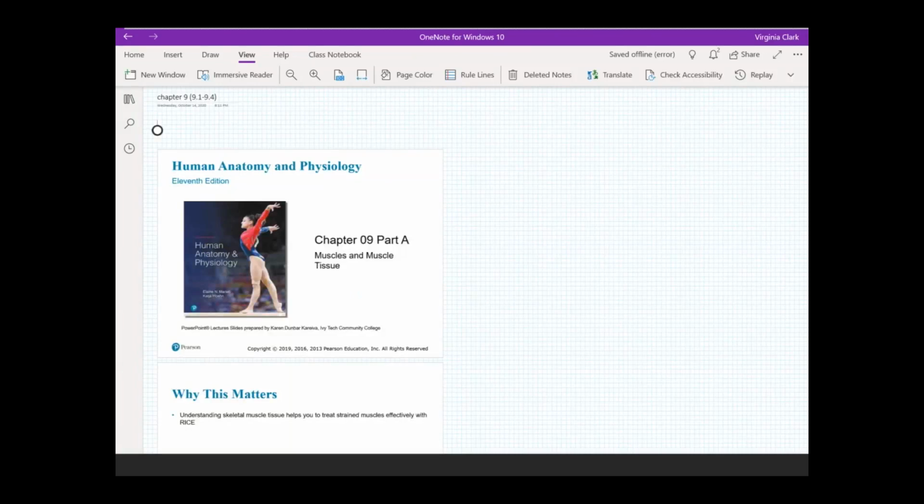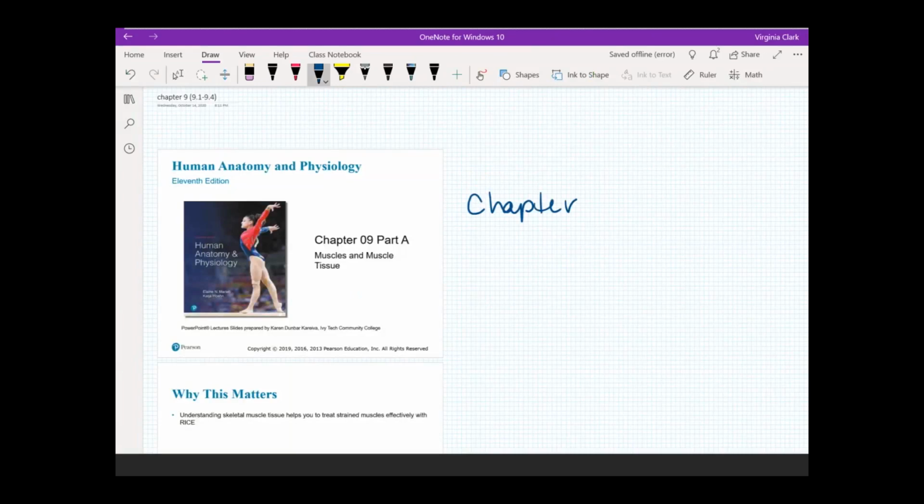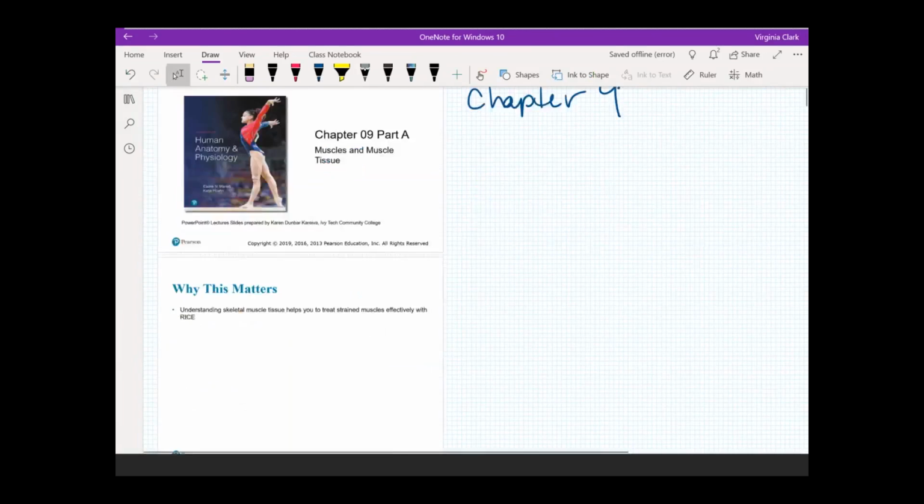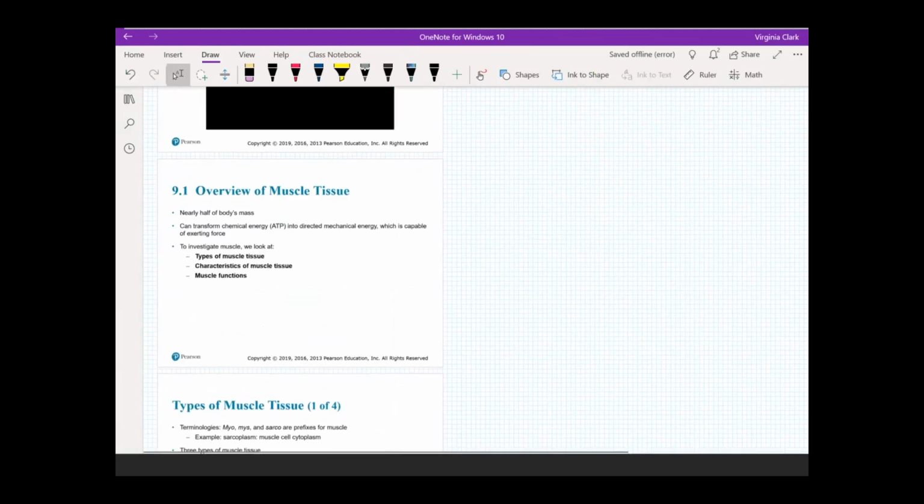So this is going to be covering Chapter 9, and Chapter 9 is going to be focusing on the beginning information on the muscles and our muscular tissue. So we're not doing the naming of all the muscles or the location of all the muscles. This is the overarching concept behind the organization of the muscle tissue itself. So we're going to start with 9.1, an overview of our muscle tissue.